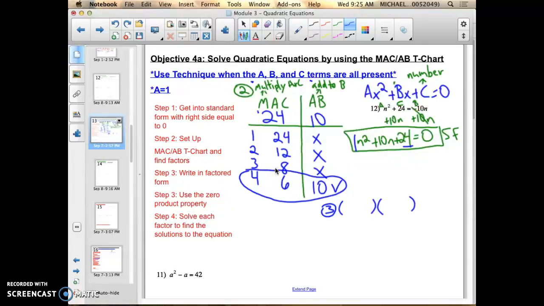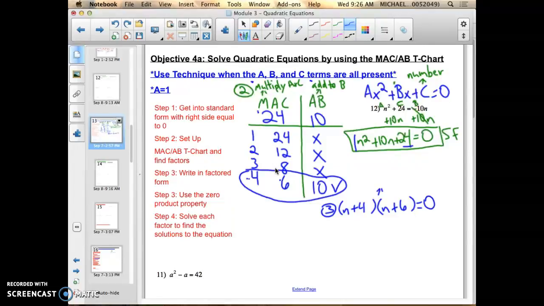Each binomial gets a variable. In this case, it's n. And then each binomial gets the factor. If you notice, it's a positive 4, so I'm going to write plus 4. And then it's a positive 6, so I'm going to write plus 6. If they were negative numbers, I would write n minus 4, n minus 6. And I'm going to set the factored form equal to 0.